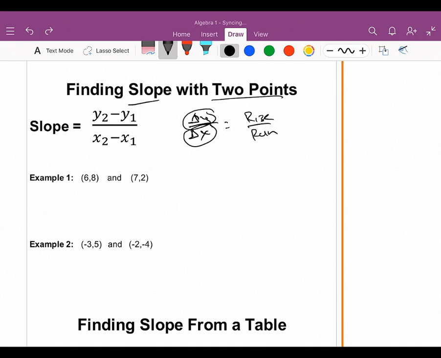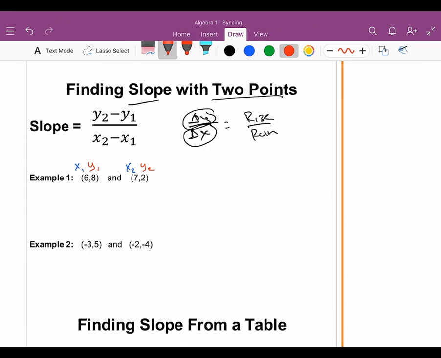So for example 1, a couple ways you can do this. You can just label them as, this is your x1, that just means the first x, okay? X of the first point. And this would be your x2, the second x of the second point. 8 would be your y1, because that's the first y, or the y of the first point. This would be y2. Okay, so 6 would be x1, y1 would be 8, x2 would be 7, y2 would be 2. And if you plug in the formula, y's are going to come first.